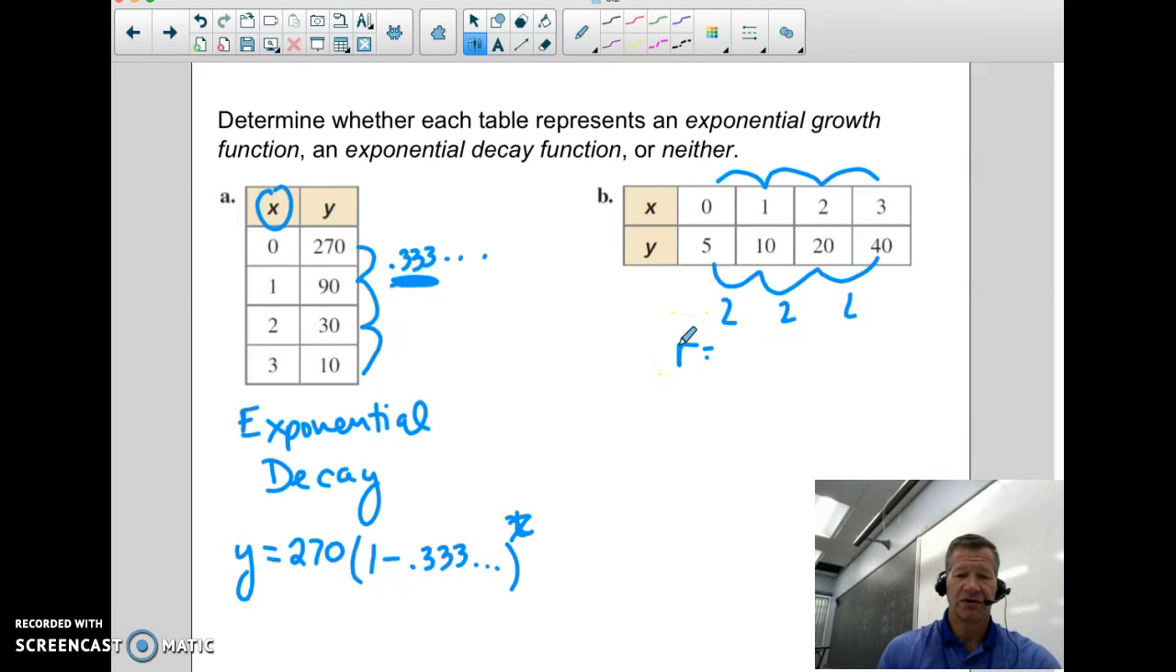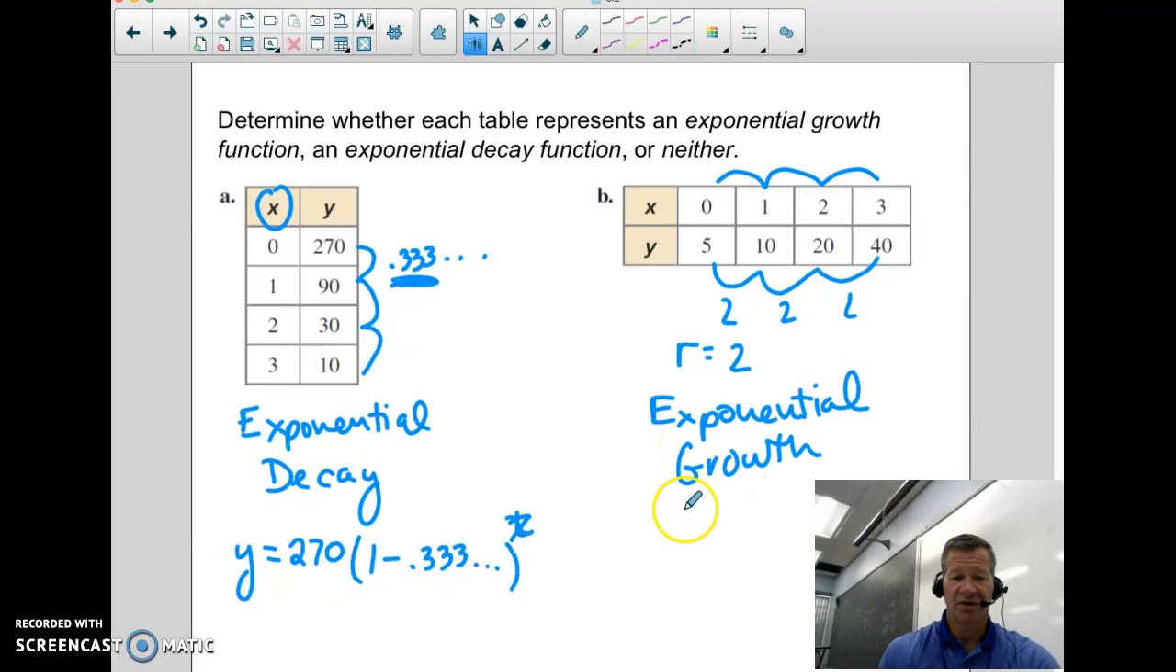So with a ratio of 2, this is going to be exponential growth. Remember, if that ratio is bigger than 1, if the numbers are getting larger, it's going to be exponential growth. Put it that way. Okay? This equation would be y equals, look, the starting value was 5 at time 0. It would be 1 plus 2 to the x power. Plus because it's growth, here minus because it was decay. And that's it. Good luck.